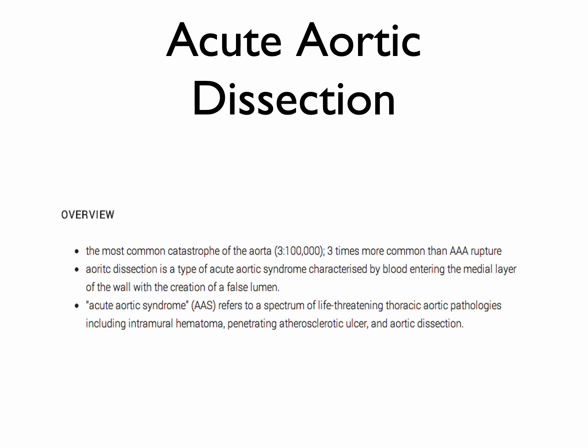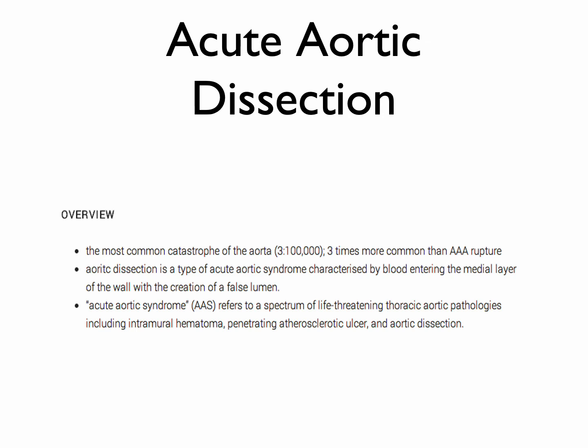So acute aortic dissection. What do we need to know as an emergency nurse about finding these patients, resuscitating and managing someone with an aortic dissection? It's the most common catastrophe of the aorta, and it's 3 times more common than an actual AAA, which we've just talked about. Aortic dissection is a type of acute aortic syndrome, characterized by blood entering the medial layer of the wall, and this creates a false lumen. When you've got this false lumen developing, you get hypoperfusion to organs from that.